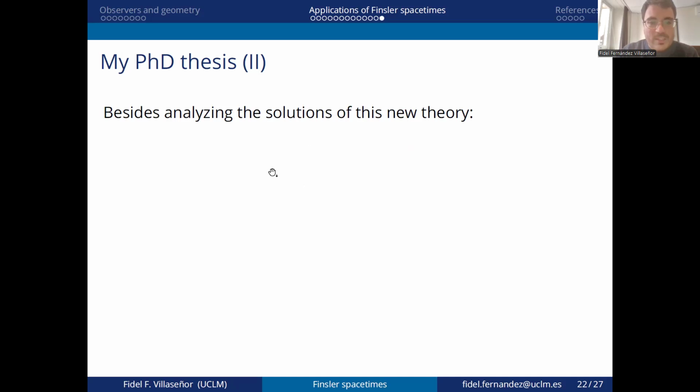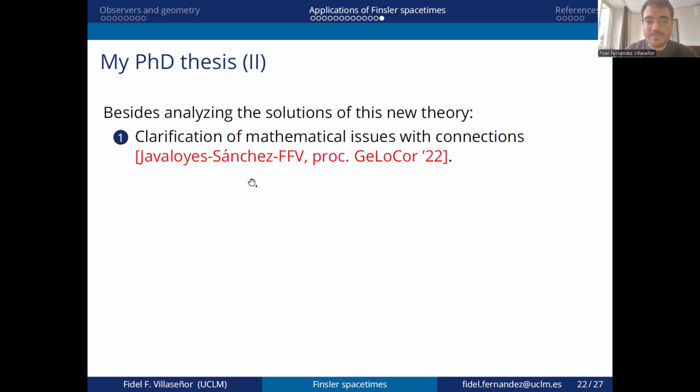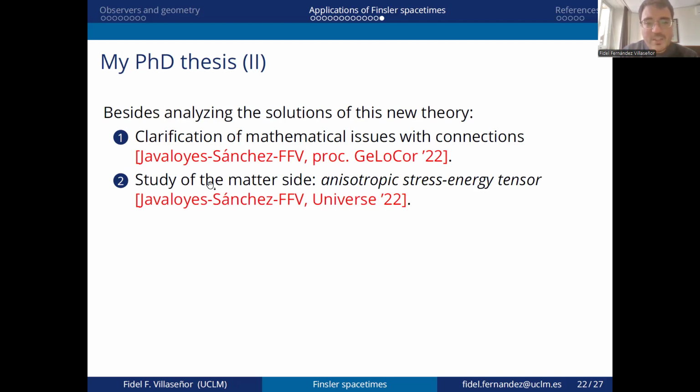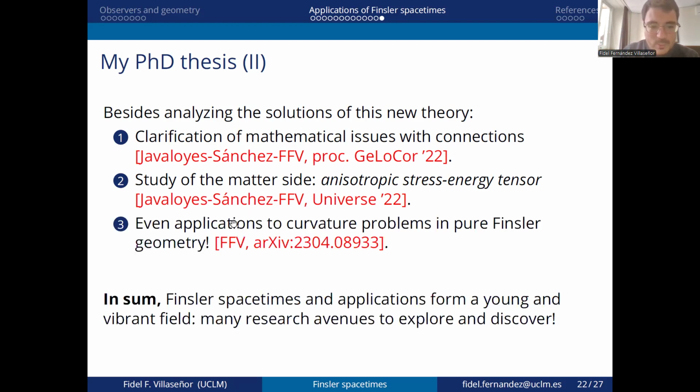But we did more than this, because besides analyzing the solutions of this new theory, we clarified some mathematical issues with these connections that were a bit unclear before in this other paper. We also studied the matter side, because we came up with this idea of this anisotropic stress energy tensor, which can be used to try to build a general coupling of Finsler gravity with matter in this other article. And we also found some applications to mathematical curvature problems in pure Finsler geometry.